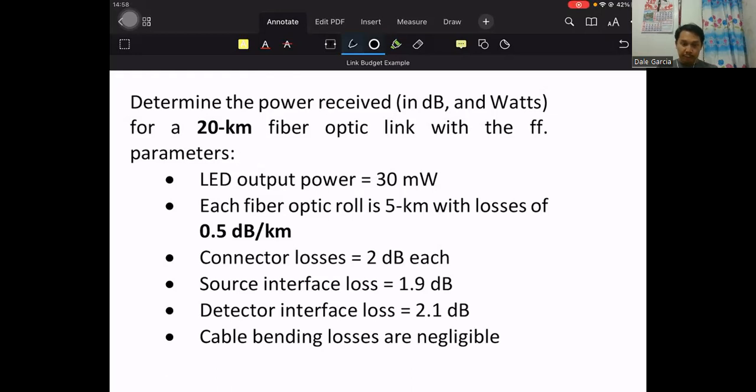Notice that the distance between the transmitter and the receiver is 20 kilometers. So how many rolls of fiber optic cable do we need for the 20 kilometers? Four. That's 5 times 4, right? So we need 4 rolls.